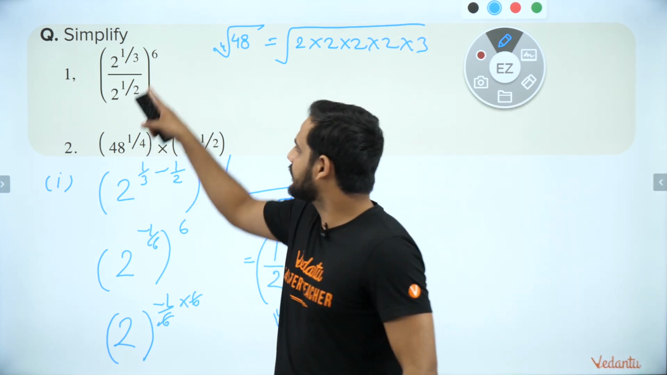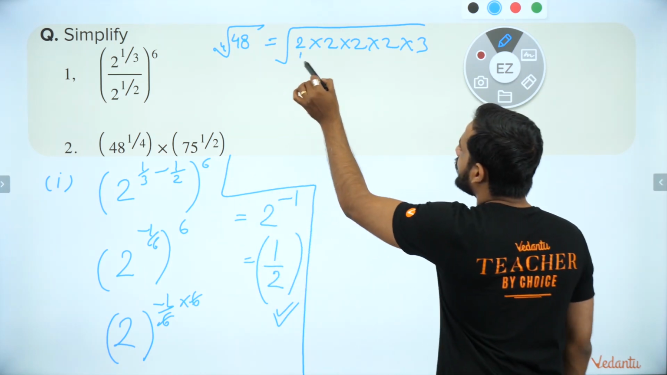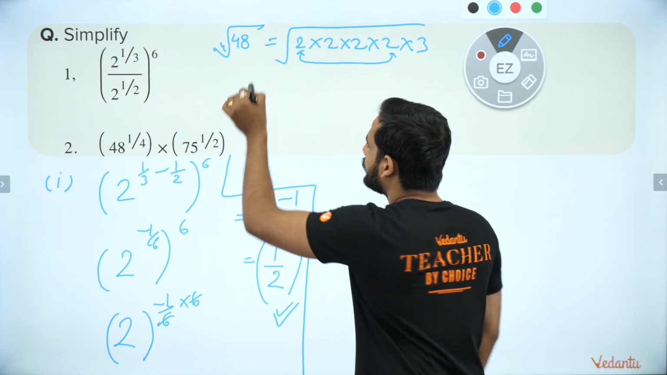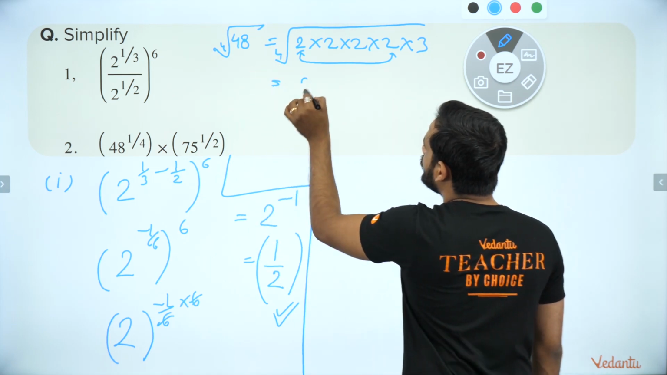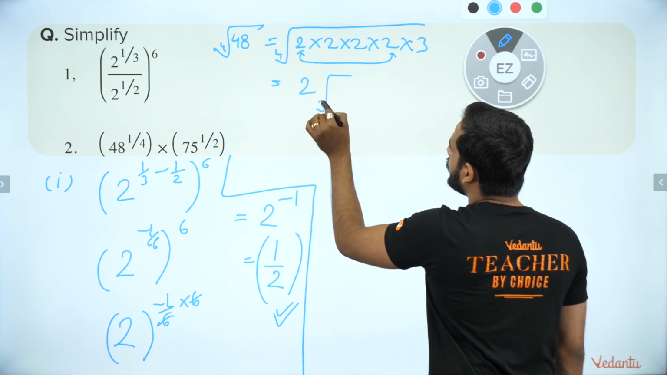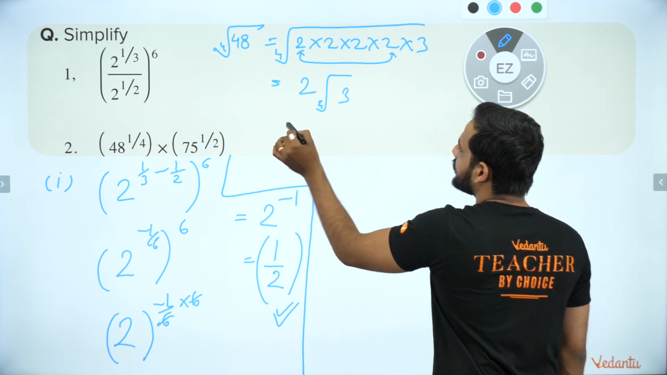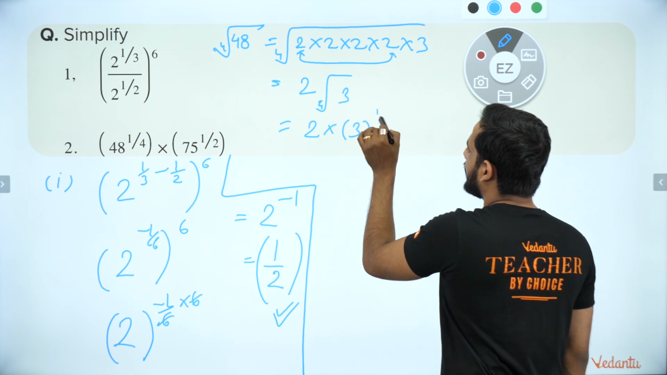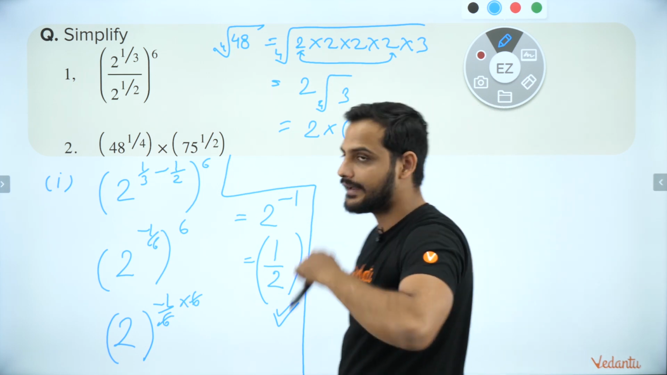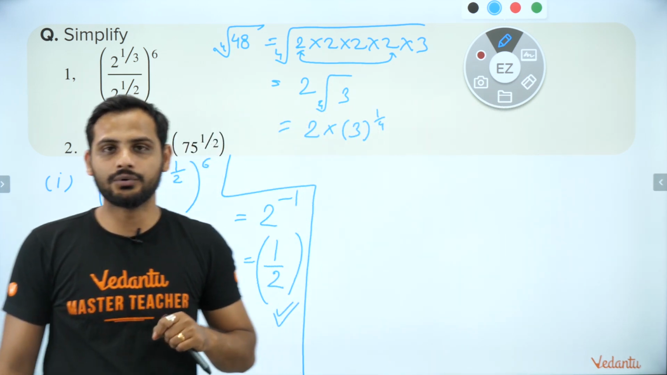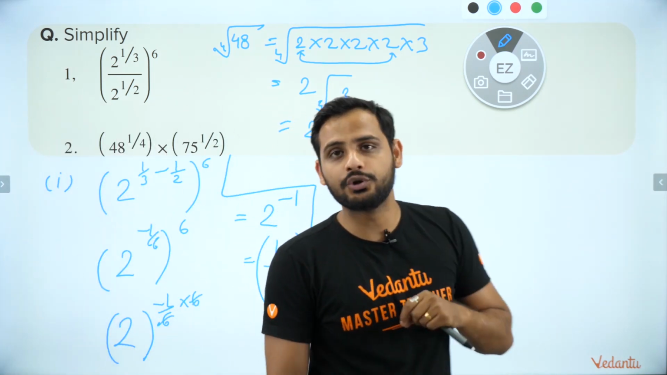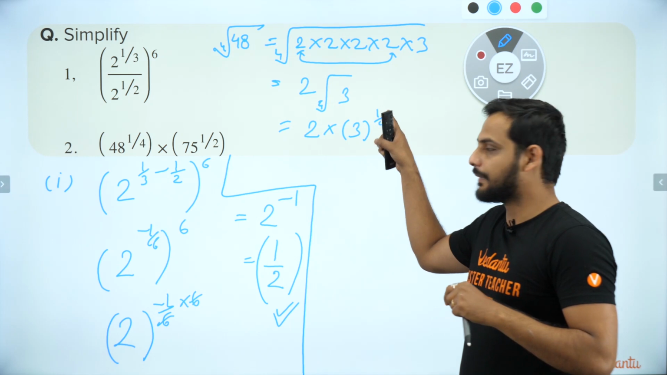Now since it is the fourth root, these four 2's I can make a group and take outside the fourth root. So this will become 2 into the fourth root of 3, which is 2 into 3 raised to the power 1 by 4. So the fourth root of 48 I have simplified as 2 into 3 raised to the power 1 by 4.